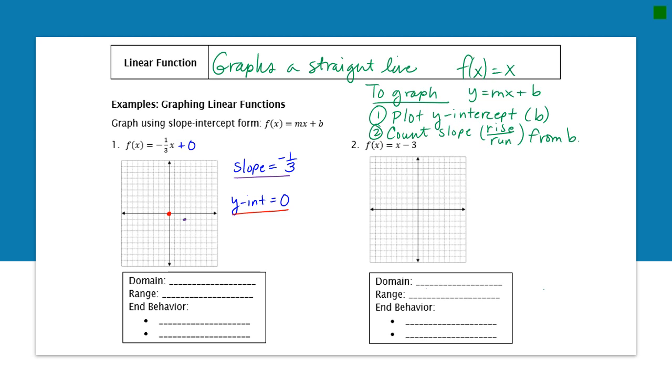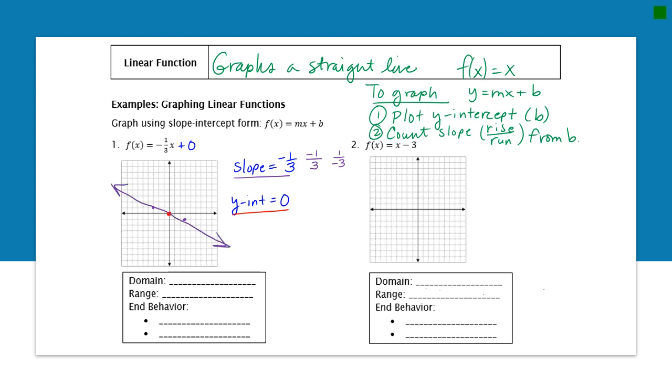Now that negative can either go with the 1 and make you go down 1, and then your 3 would be positive. So let me write this down. You could either do down 1 and right 3, or you can go up 1 and left 3. As long as one of your values is positive and one is negative, that's really all that matters. So I could have gone up 1 and left 3, and all of those points should line up to make your line. So here is my first line.